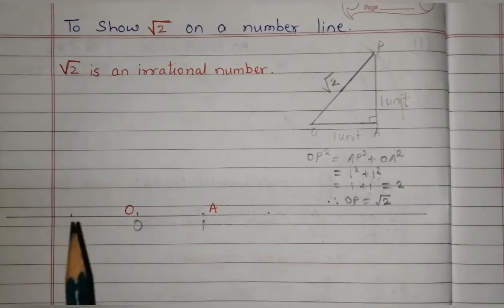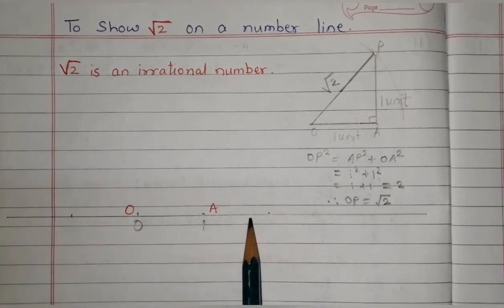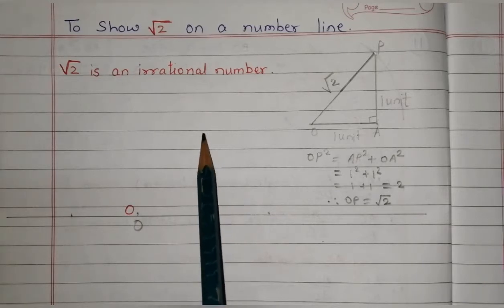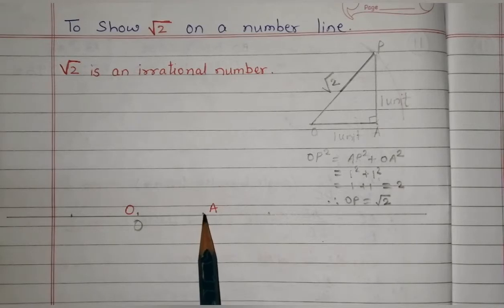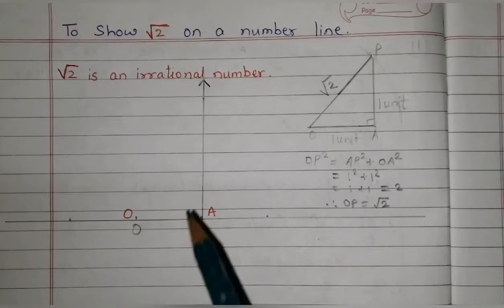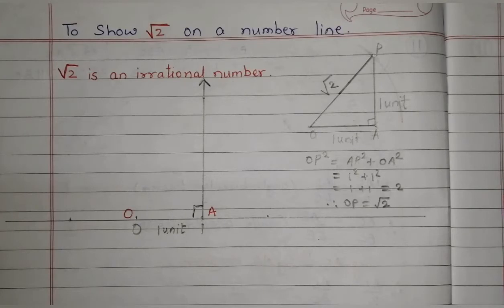So if we want root 2 distance on the number line, we have to draw a perpendicular at 1. That is denoted by point A. So we will draw the perpendicular over here using a protractor. Now it is a perpendicular. Distance from O to A is 1 unit.